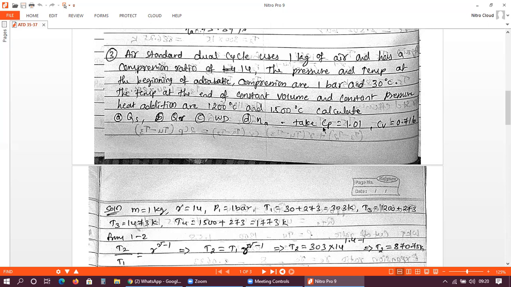So here the values have been given for Cp and Cv. Cp is equal to 1.01 and Cv is equal to 0.716, right? So what is to be calculated here: heat supplied, then heat rejected, work done, and air standard efficiency. So these 4 unknowns are to be calculated. Okay, now we'll go with the solution part of this.